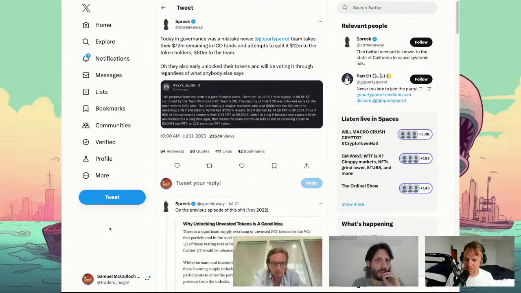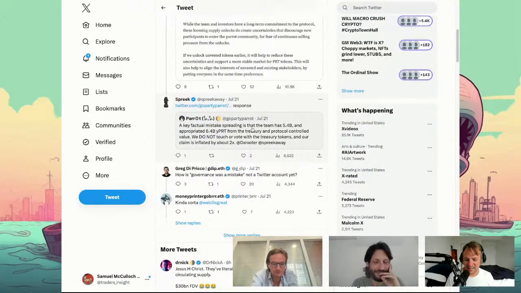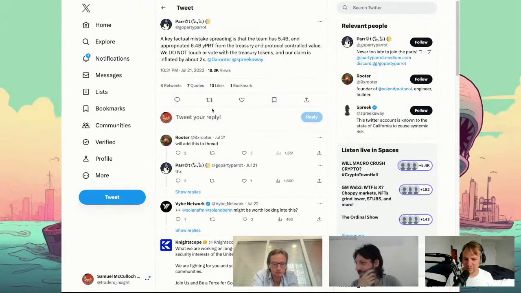I mean, this is another one of those. What you should not do is have these huge treasuries, like $70 million. It's so much, especially for projects that don't work out. So he says that a key factual point, what the Parrot team actually said, is that the team had 5.4 billion and appropriated another 6.4 billion Y Parrot from the treasury. They said they don't touch it. And so their claim is inflated by about 2x.